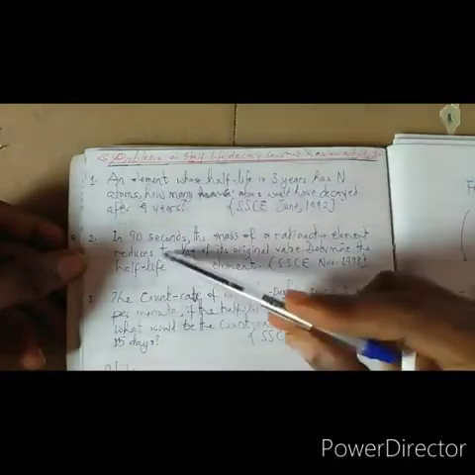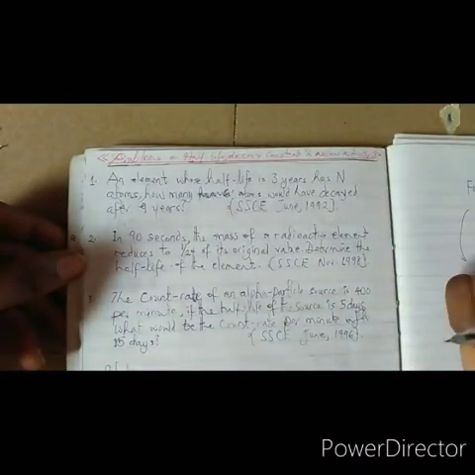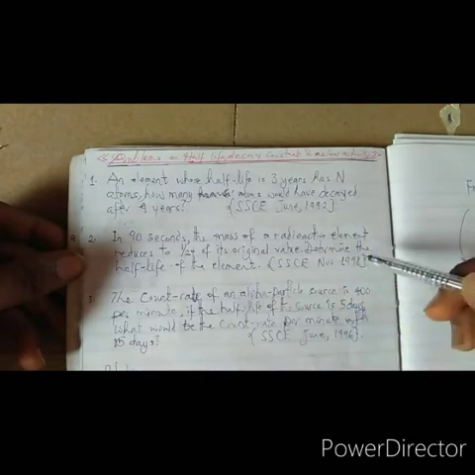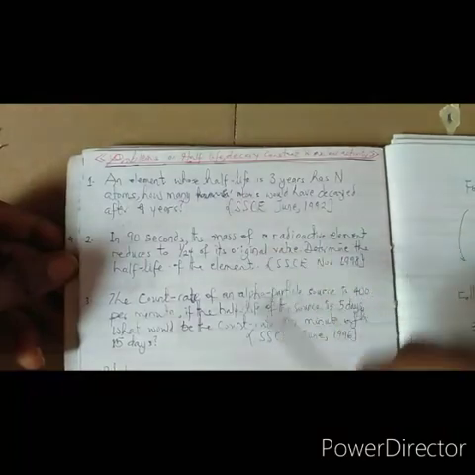You can see in 90 seconds, the mass of the radioactive element reduces to 1/4 of its original amount. Determine the half-life. Can you see that? So that means the amount remaining is 1/4 of the original amount, and the time taken for that to happen is 90 seconds. We have to determine the half-life of the element.